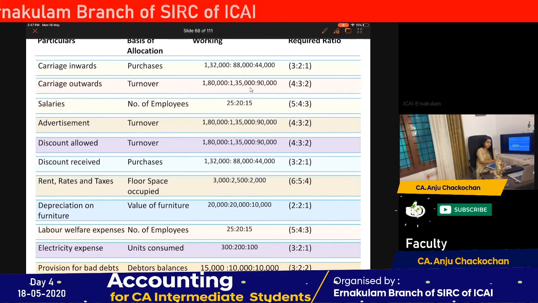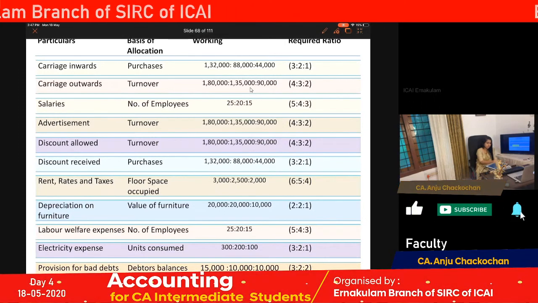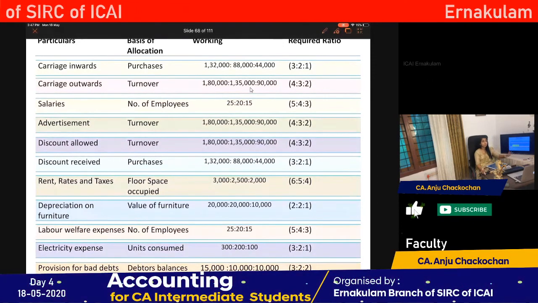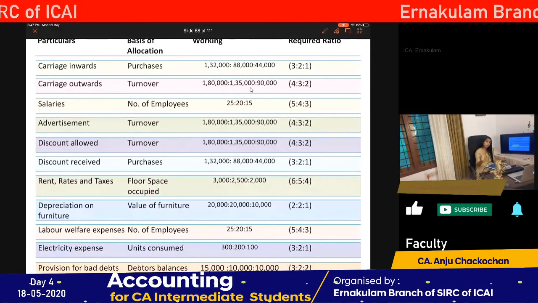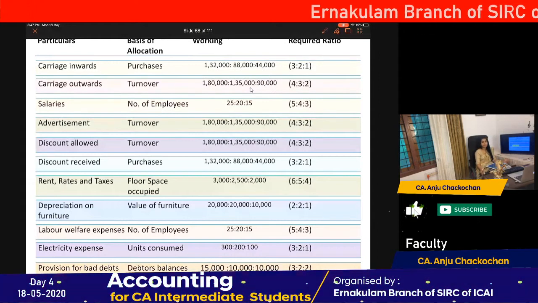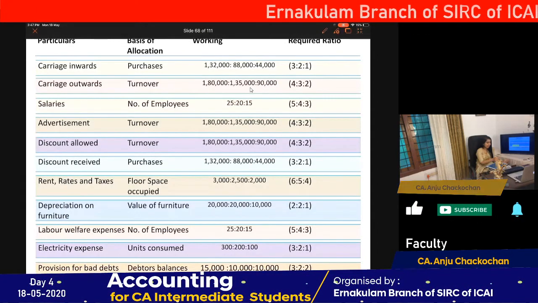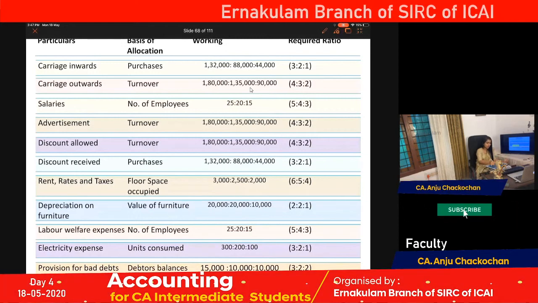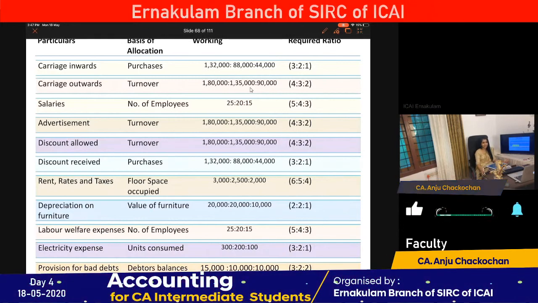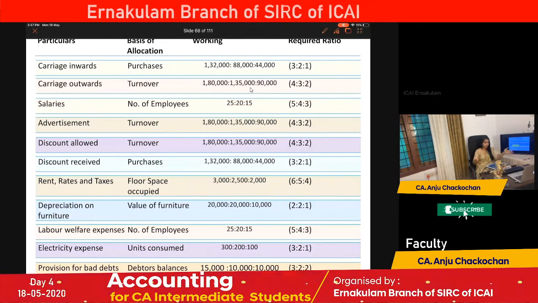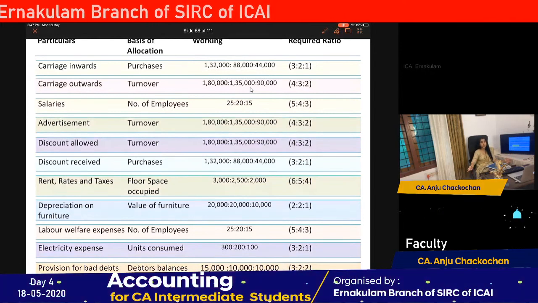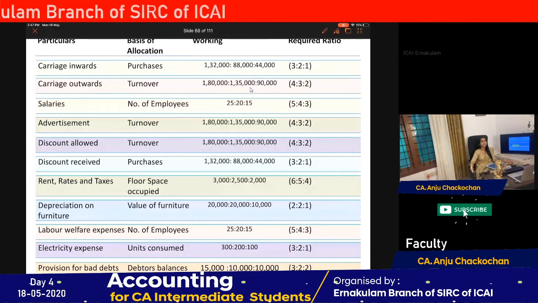So carriage inwards, you are allocating on the basis of purchases. Carriage inwards, when do we incur it? It is incurred when we are purchasing goods, right? And henceforth, we are allocating carriage inwards on the basis of purchases. Carriage outwards, when do we incur carriage outwards? When we are selling the goods. And henceforth, we allocate carriage outwards on the turnover basis. Okay, so it is 1,80,000, 1,35,000, and 90,000. Carriage inwards is incurred at the time of purchase, and carriage outwards you are allocating on the basis of turnover because that is incurred at the time of sales.